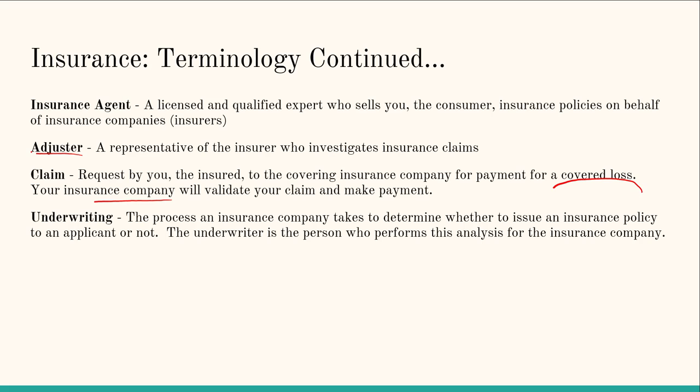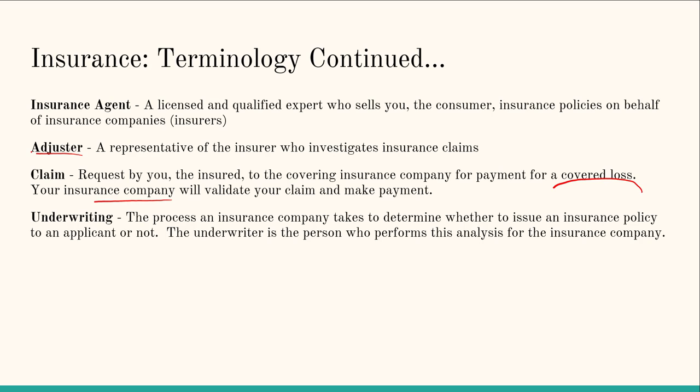Underwriting. This is a term used for the process that an insurance company takes to determine whether or not to issue an insurance policy to an applicant. So you can apply for insurance, but it's not required that the insurance company chooses to insure you. Underwriting is when the insurance company examines the facts and determines if they want to take the risk to insure you or not. And also, if they do want to insure you, to determine the cost of the premium.